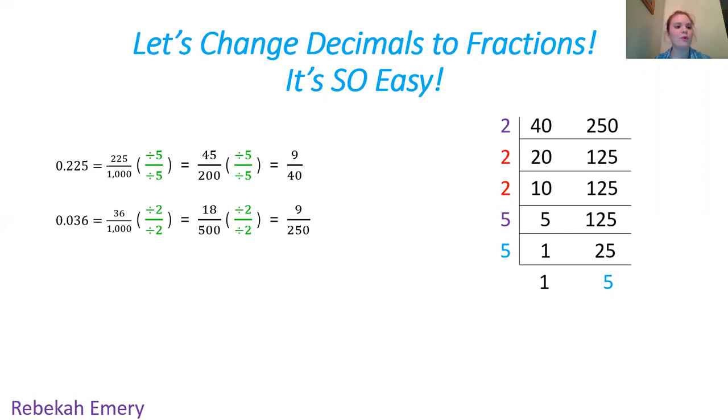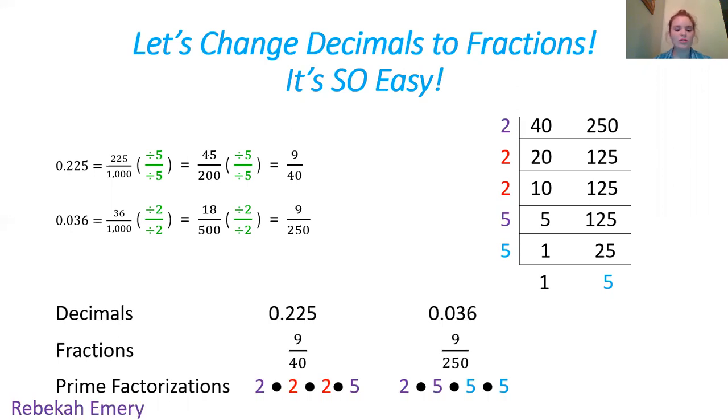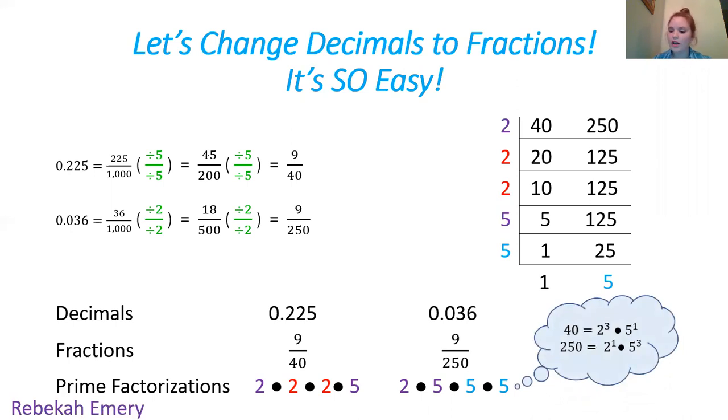After factoring out both numbers, we have 40 equals 2 times 2 times 2 times 5, and 250 is 2 times 5 times 5 times 5. In order to present this information correctly, we have 40 equals 2 to the third power times 5 to the first power, and 250 equals 2 to the first power times 5 to the third power.